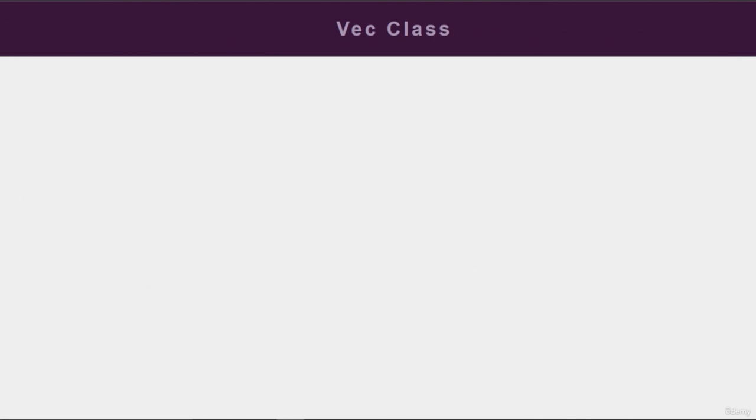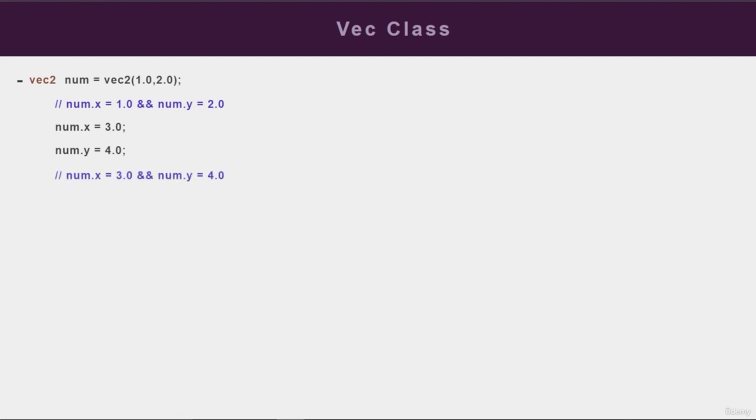We also can change the vector values. In this example, we can see that the x value equals 1 and the y value equals 2. We can change the x value by writing num.x is equal to 3. And we also can change the y value by writing num.y is equal to 4. And now the x value became 3 and the y value became 4. The vector 3 works in the same principle as the vector 2, but in the vector 3 we can save 3 values, and we can reach to the first value or to the x value by writing nums.x, and to the y value by writing nums.y, and to the z value by writing nums.z.